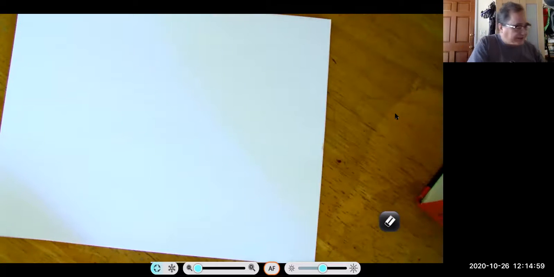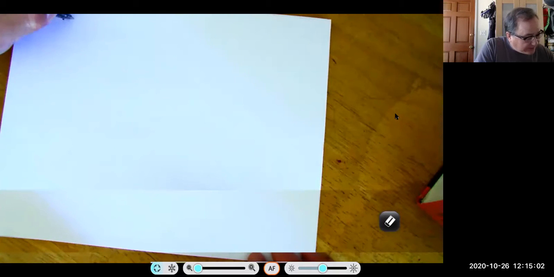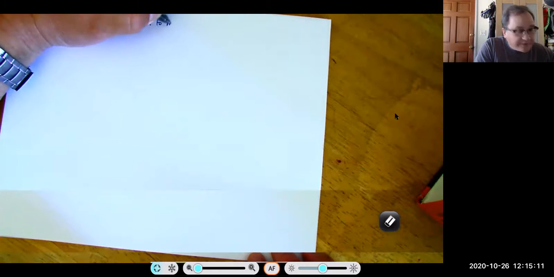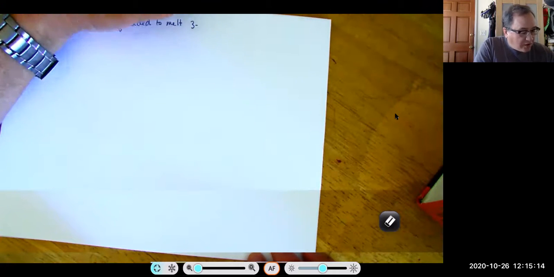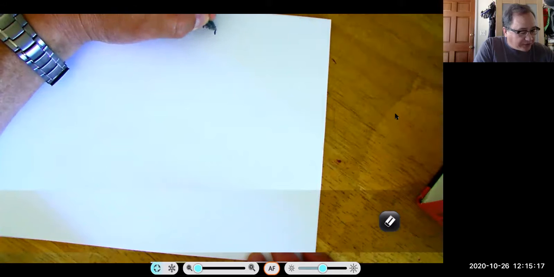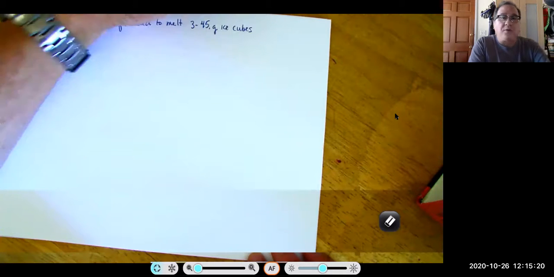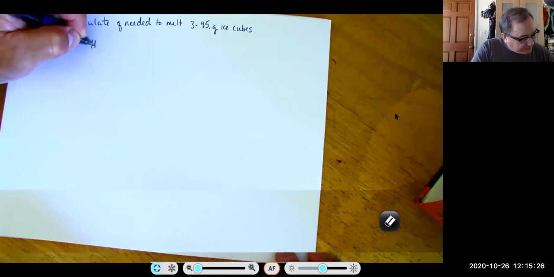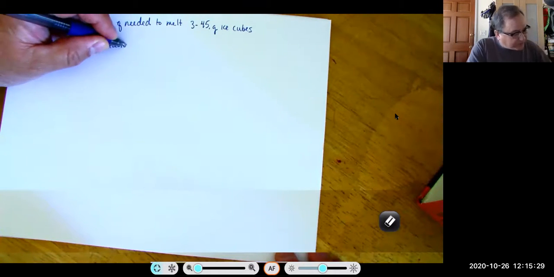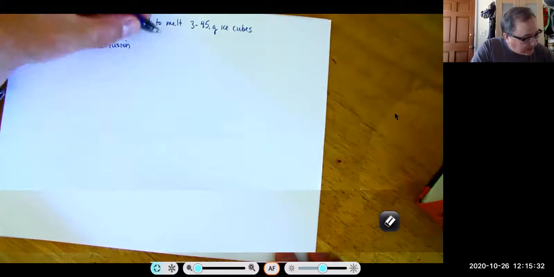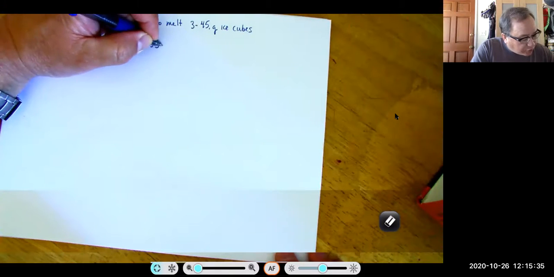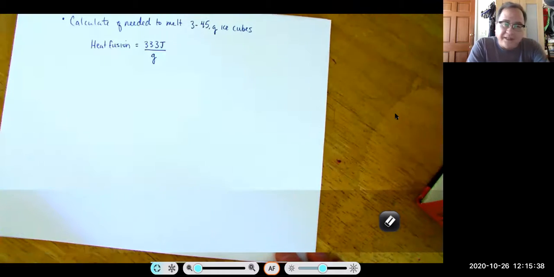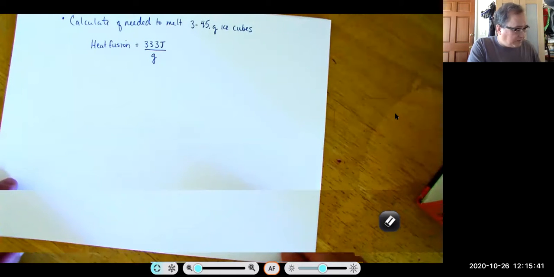Okay, so let's take a look at this. First of all, I'm going to calculate the Q needed to melt 3 45-gram ice cubes. Now they're already at 0 degrees Celsius, which means all the energy can go into melting. Now the heat of fusion, I wish there was an abbreviation for this, but there isn't, is 333 joules per gram. That's not something you need to memorize, but I happen to know it.